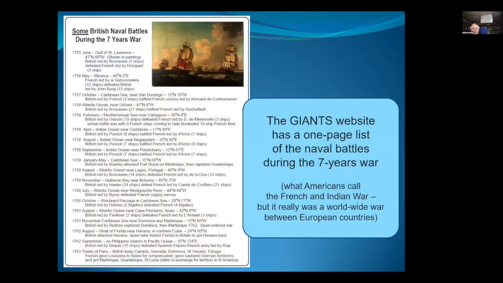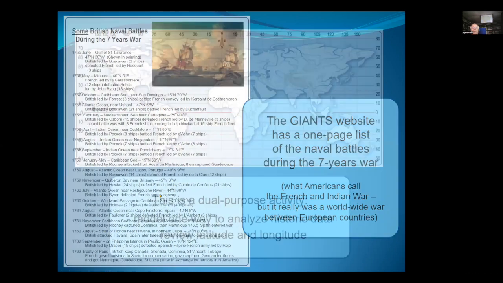You can actually set the stage for that with a multi-purpose activity that is in the middle of the French and Indian War, which, by the way, should not be called the French and Indian War. During the 7-Year War, I've put down here a list of some of the naval battles that Britain was fighting at the time. It's a pretty long list, and I just kind of ran out of space over here. But between 1755 and 1763, this was a worldwide war.